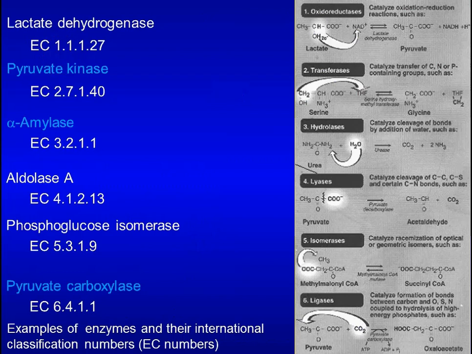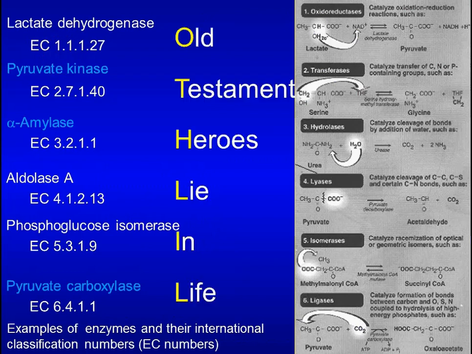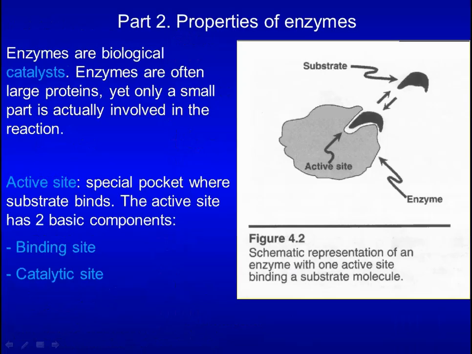To help you remember the name of the 6 classes, here we use a mnemonic. Old Testament heroes lied in life. O represent oxidoreductase, T transferase, H hydrolase, L lyase, I isomerase, L ligase. Now let's go to part 2.